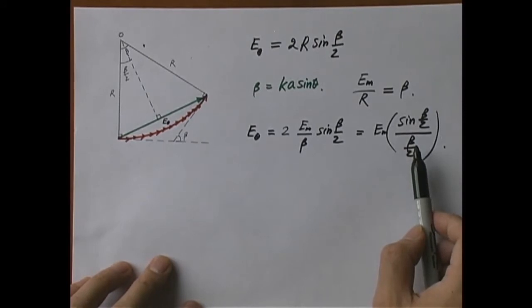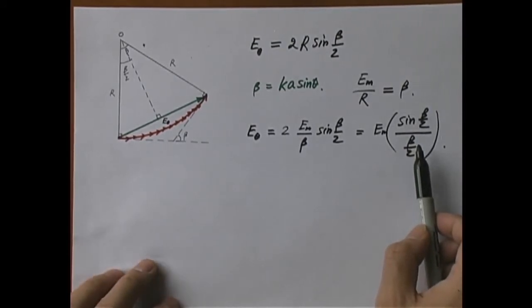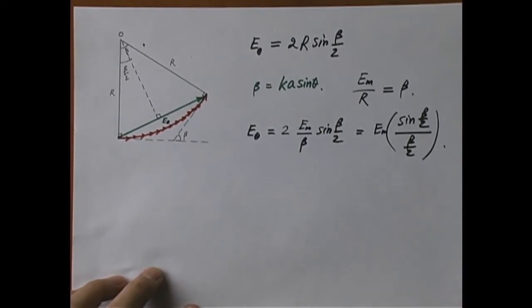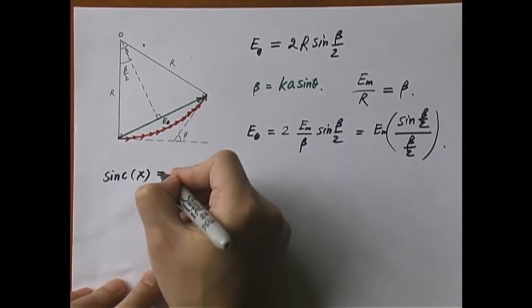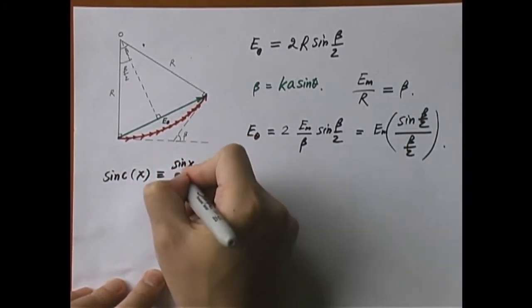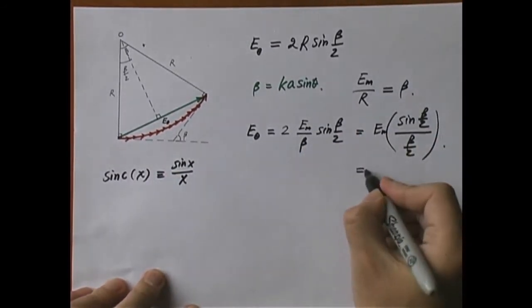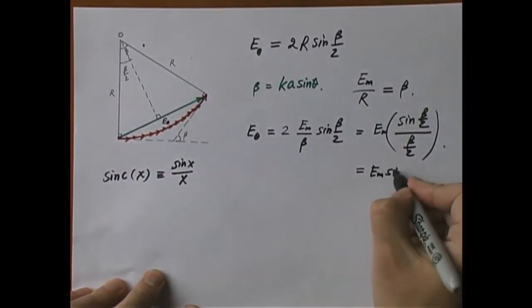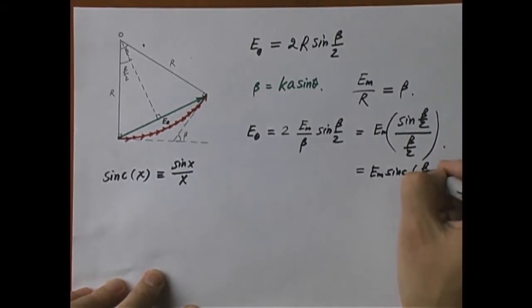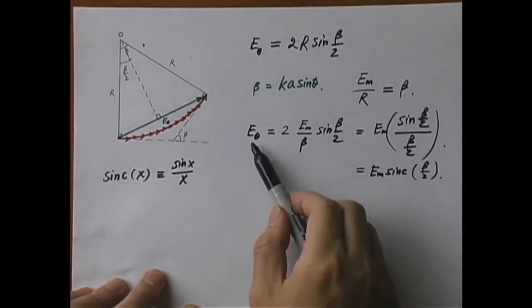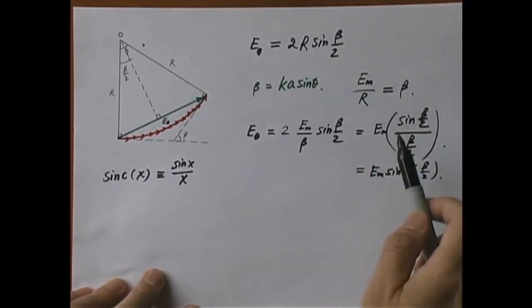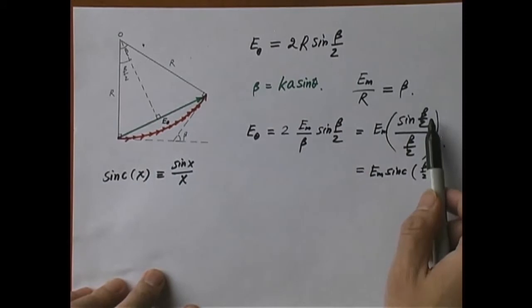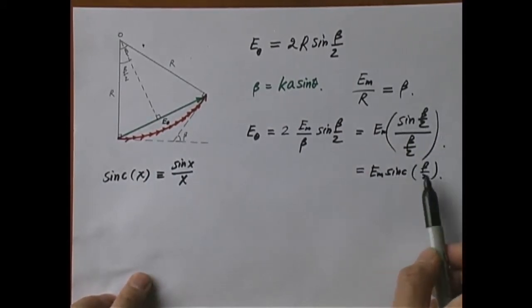Have you seen this function before in your math class? Well, you may have. If not, you have seen it now. This is called a sinc function. A sinc function is defined, sinc x is defined as sine x over x. That's how we define it. So basically this is just E maximum sinc beta over 2. We have successfully expressed the phasor as a function of the angle theta, which in turn is a function of beta. So basically it's just E maximum times sinc beta over 2.